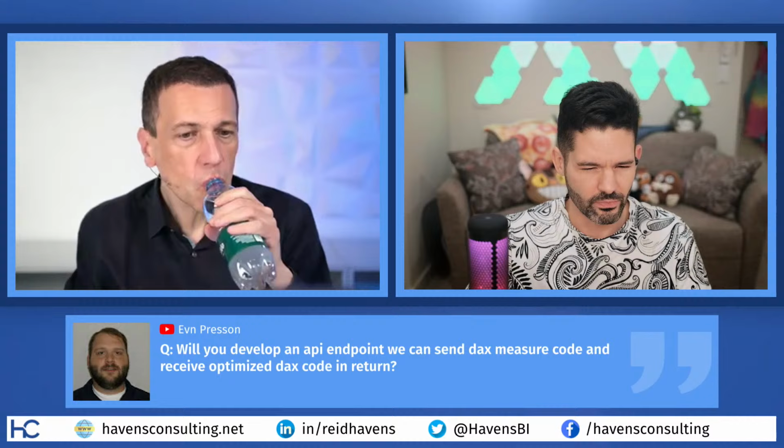And I think one other that's in here, another one from Evan. Will there be an API endpoint that's developed where they can send DAX measure code and receive optimized code? I mean, part of it is, I think you already hit on the idea that you're not actually rewriting the code yet. You're providing recommendations, but not actual optimized code you can copy. Exactly. So that's dangerous, right? Yes. Yeah. So I'm not saying, never say never.